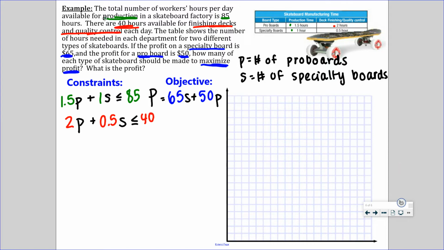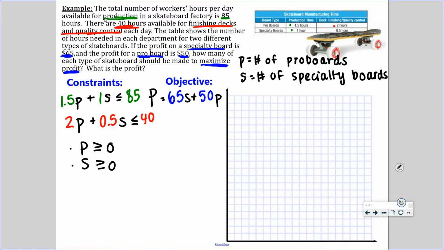Now, there's no specific number of constraints you're going to have every time. It just depends on the problem. The other two constraints, and this one you're going to get in the habit of doing every single time with word problems, is that my number of pro boards can't be negative, right? I can't have negative numbers of skateboards. So this has to be greater than or equal to 0, and so does the number of specialty boards.